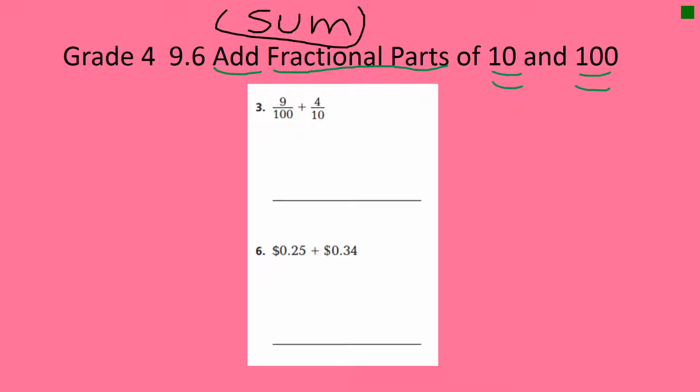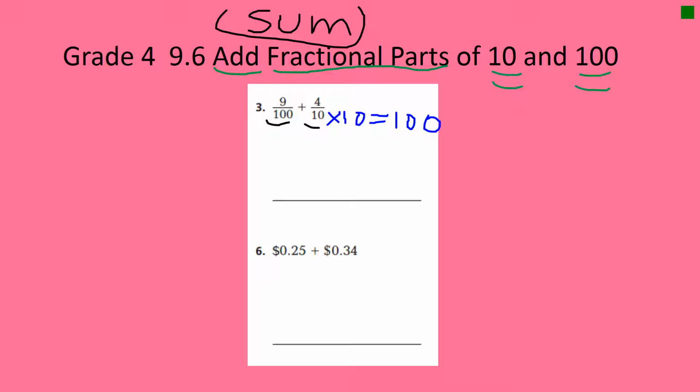Okay, so you know that we can't add two fractions that have different denominators because the denominators tell what makes a whole. So if you have 9 out of 100 pieces, those pieces are a lot smaller than 4 out of 10 pieces. Okay, if you had a pizza cut into 100 slices, those would be skinny slices, wouldn't they? So we need to find a common denominator. Okay, so I bet you did a bunch of these in class. You know that 10 times 10 equals 100. So we're going to use 100 for our common denominator.